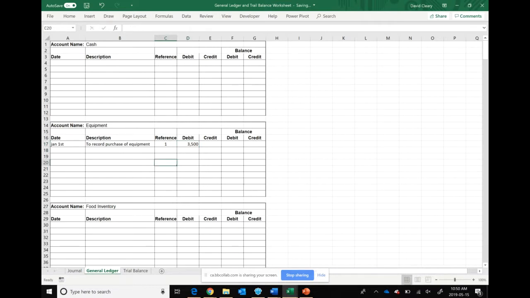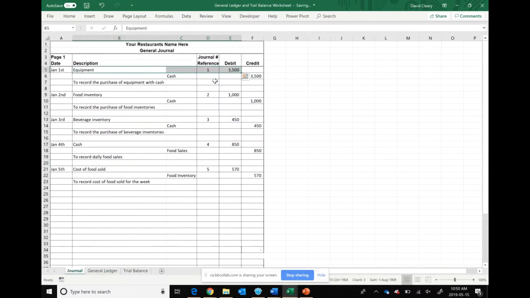Okay, so just to make sure, double check. We've debited equipment by $3,500. We go over here, and that's exactly what's happened here in our journal. So check. Next, the next line down is we're crediting cash for $3,500. So the same amount. This is the credit side to this transaction. So same transaction, reference number, same date. We're just posting the other one.